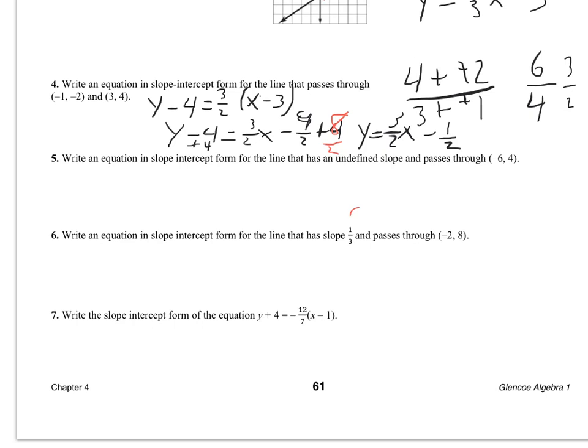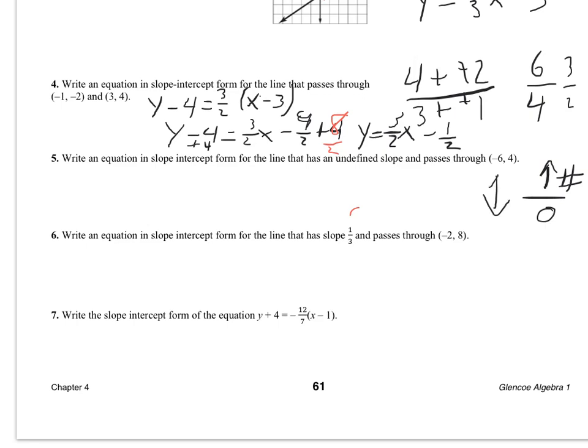Okay, let's look at number 5. Undefined slope. Okay, if I have undefined slope, let's think about it. If I'm undefined, that means I'm going up some number and I'm not going left or right. So I'm some number up or down, I guess, over 0. Well, I can't divide by 0, so that means I'm a vertical line.